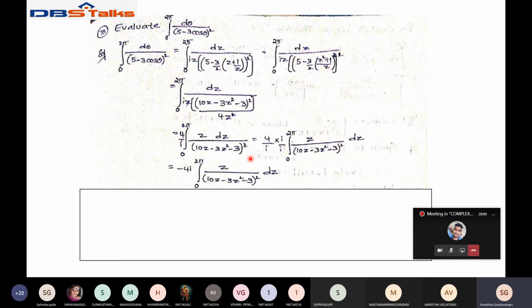That equals the integral from 0 to 2 pi of dz by iz into (5 minus 3 by 2 into (z plus 1 by z), that is z square plus 1 by z) whole square. That equals 4 by i integral 0 to 2 pi z dz by (10z minus 3z square minus 3) whole square, and 4 by i means minus 4i, integral 0 to 2 pi z by (10z minus 3z square minus 3) whole square dz.